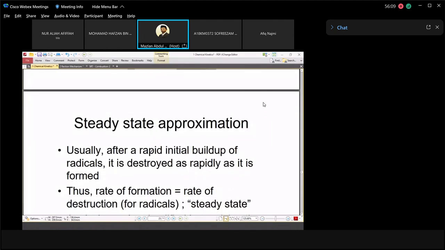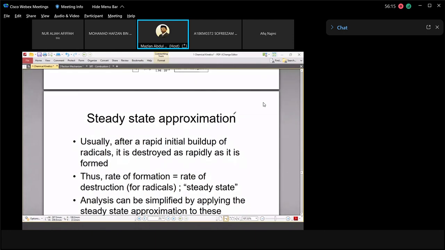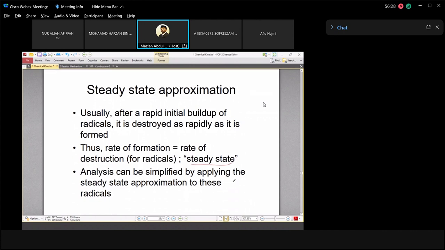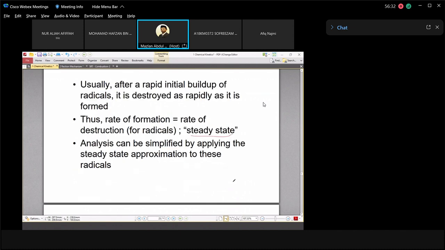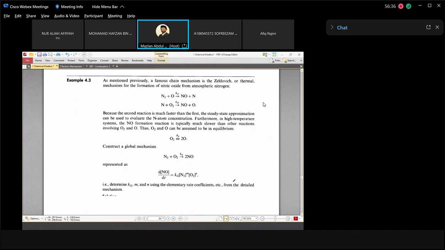Okay, steady state approximation. Usually, after a rapid initial buildup of radical, it is destroyed as rapidly as it is formed. So rate of formation equals rate of destruction. This is what we call steady state. Analysis can be simplified by applying the steady state approximation to this radical.